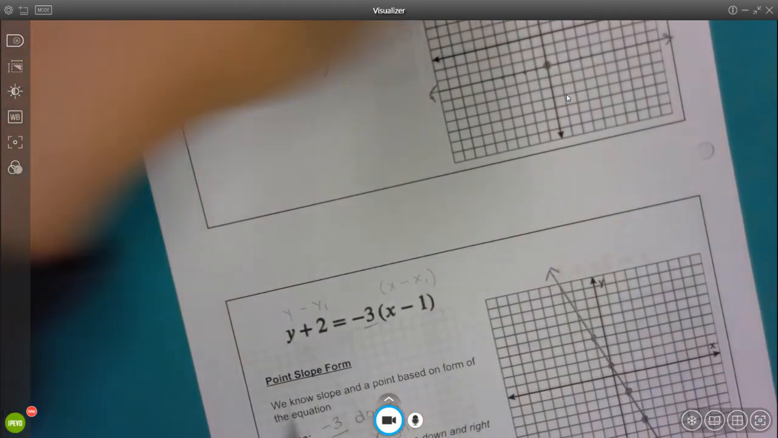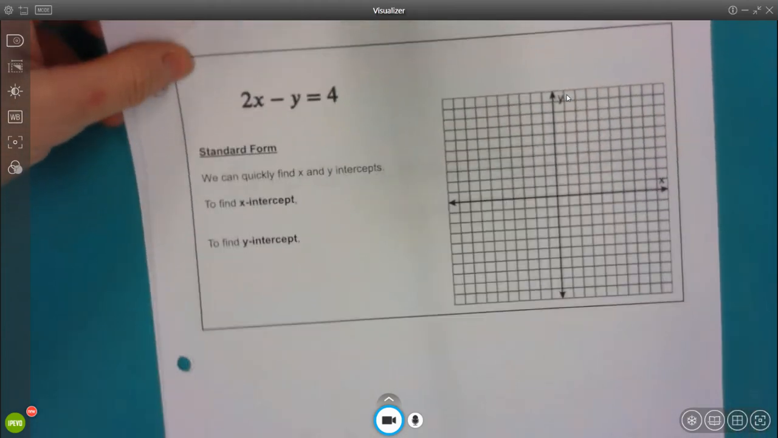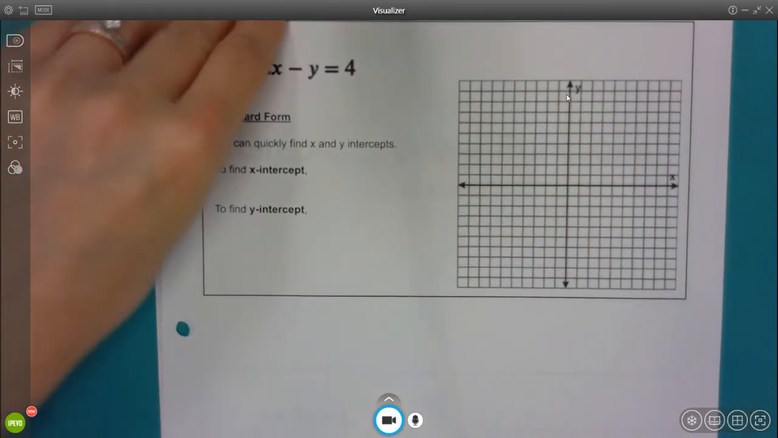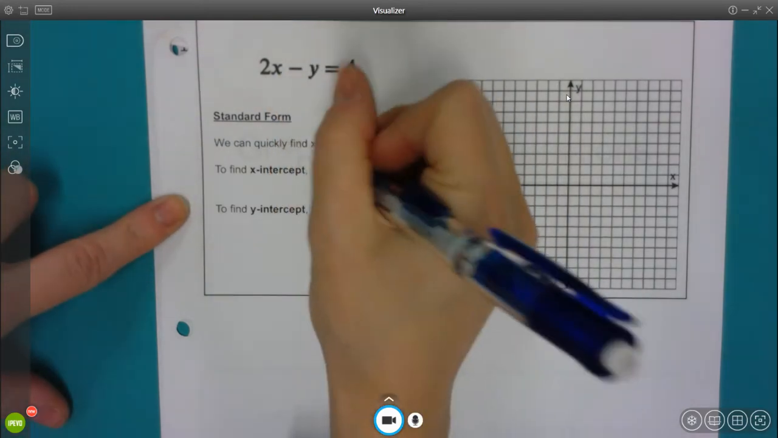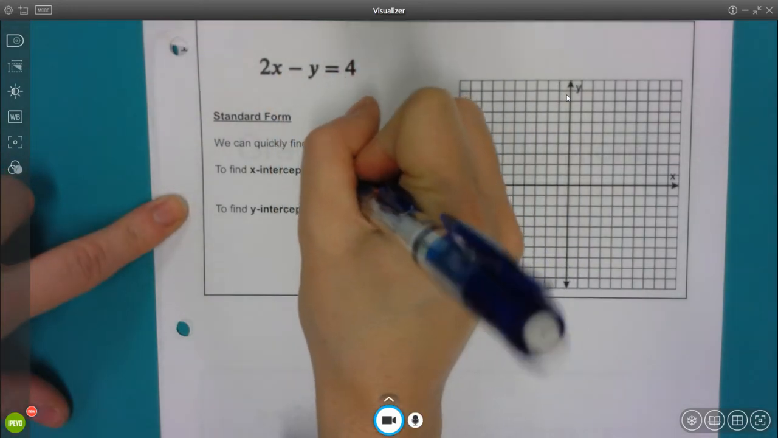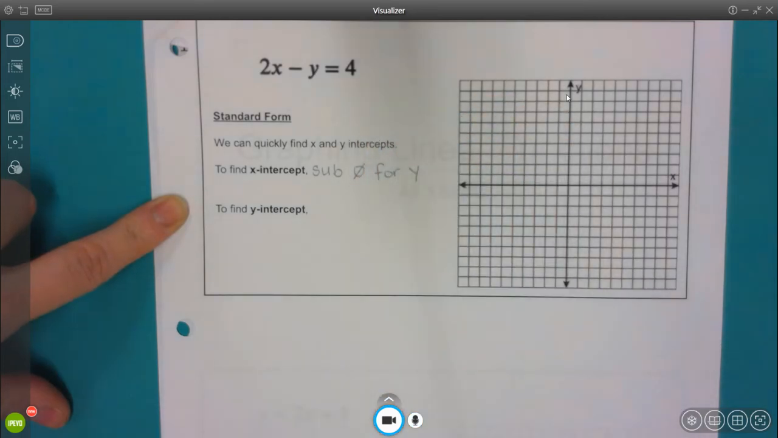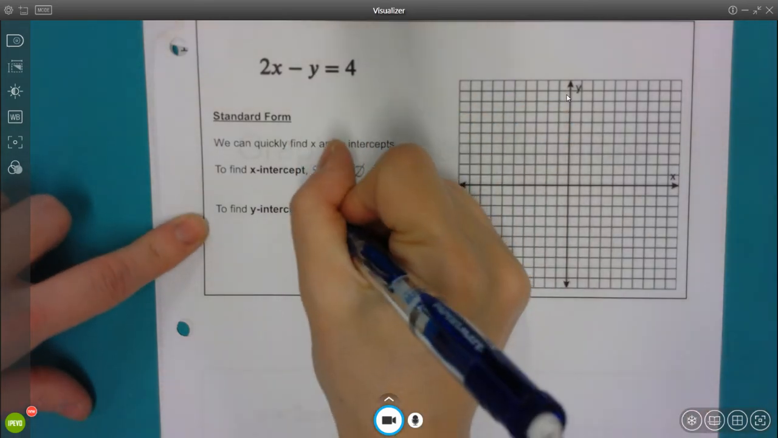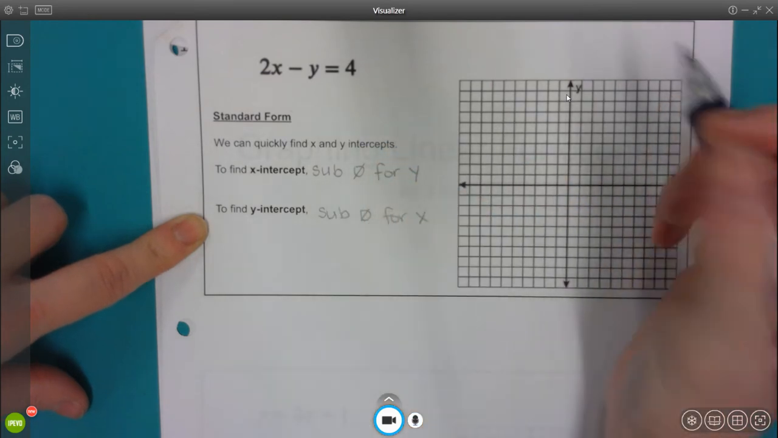And the last one we're going to look at is standard form. Now, in standard form, the first thing that I'm going to check is my x and y intercepts. Because to find an x-intercept, I substitute 0 for y. And to find a y-intercept, I sub in 0 for x.